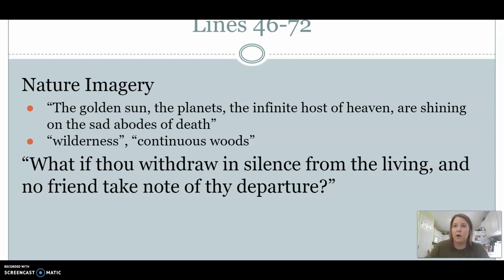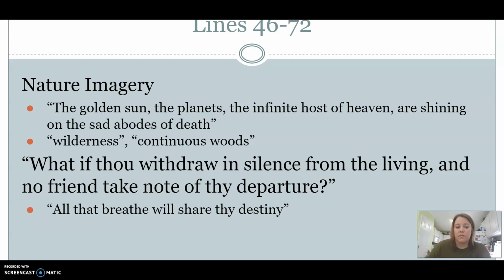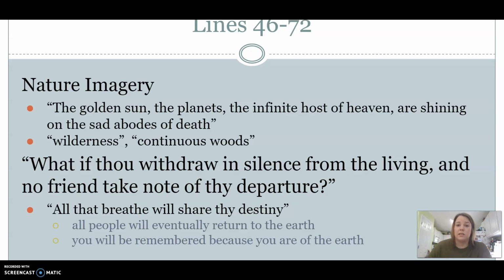So yes, throughout this poem, he's explaining how there should be comfort in the fact that you return to the earth in death. But he asks another question that's sort of bothering him. What if thou withdraw in silence from the living, and no friend take note of thy departure? What if no one notices when you're gone? He says, find comfort because all that breathe will share thy destiny. All people will eventually return to the earth. That's the nature of mortality. And you will be remembered because you are of the earth. Again, that same idea, continued here, shall come and make their bed with thee.